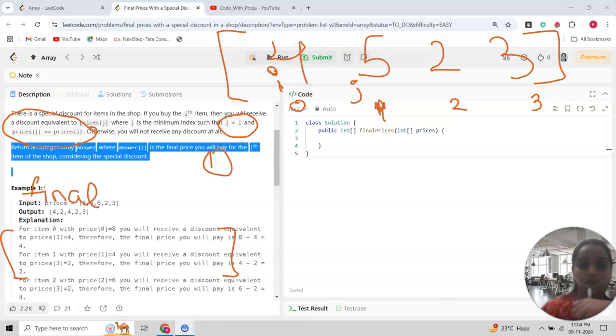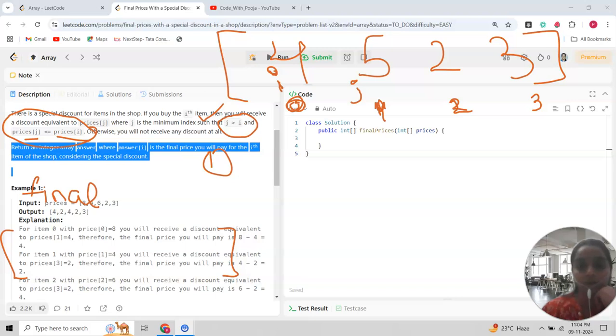Okay, now yeah, first condition is fulfilled here. Now second, is the price of i greater than price of j? Is 5 greater than 4? Is 4 greater than 5? No, so this will not work. Now moving to the next, i will be 0 and j will be plus 1, so it will become 2.